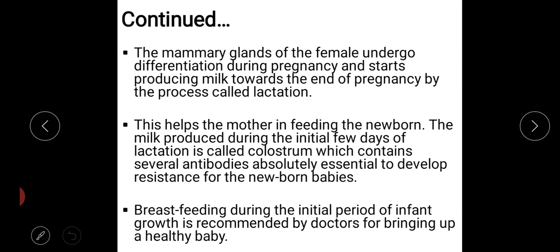The mammary glands of the female undergo differentiation during pregnancy and start producing what? They start producing milk towards the end of the pregnancy. That is called lactation. So the process of producing milk in the mother's body towards the end of the pregnancy period is called what? It is called lactation. So this helps the mother in feeding the newborn.